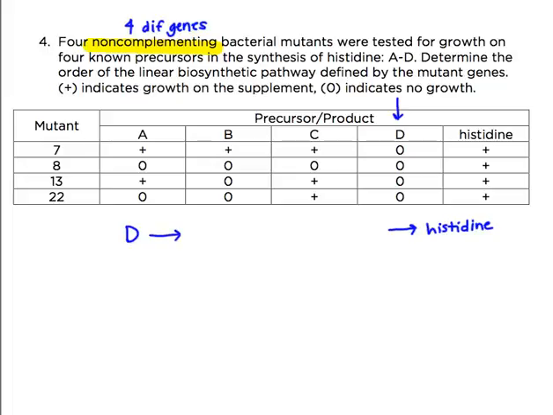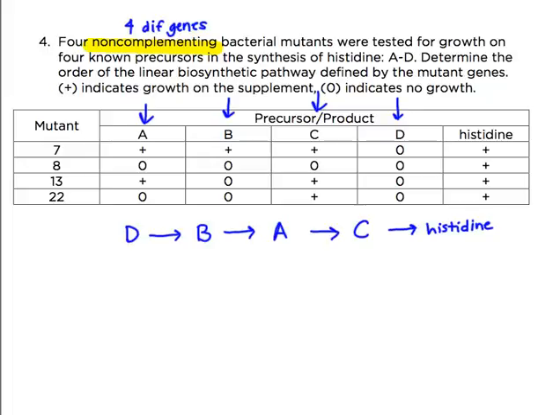Now, if you look at B, only one of the mutants grows on B, so we know that B is the next in this pathway. Then we're looking for the precursor where 2 mutants can grow, and that's A, which is the next step. And then finally, what's left is C. So this is the order of the biosynthetic pathway for histidine. But now it wants us to define it using the mutants.